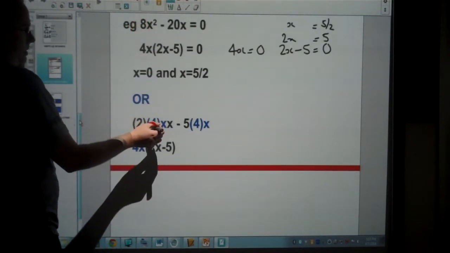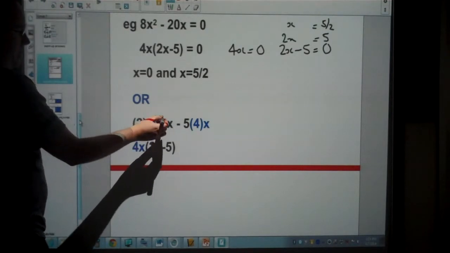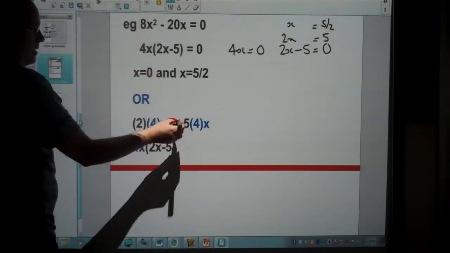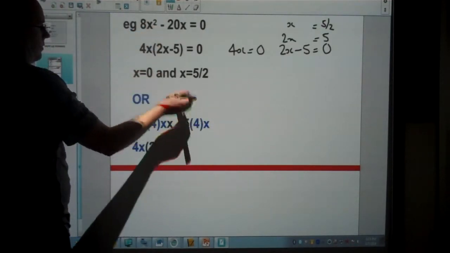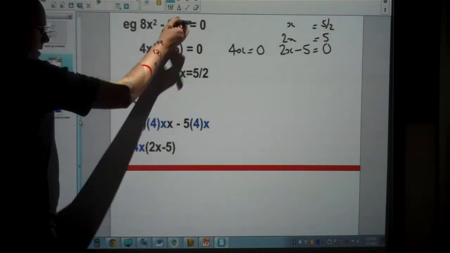So I said, what do I need to times to get 8? Well, 2 times 4 is 8. 2x is here because it's x squared. I know there's a 4 as a factor. 4 times 5 is 20, and I need my x on the end.